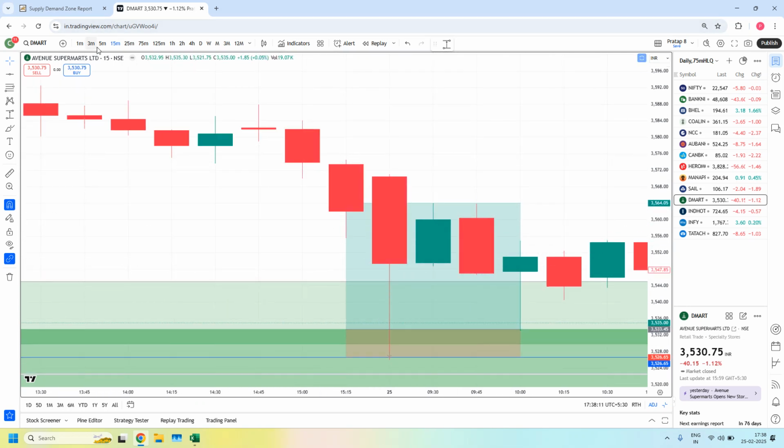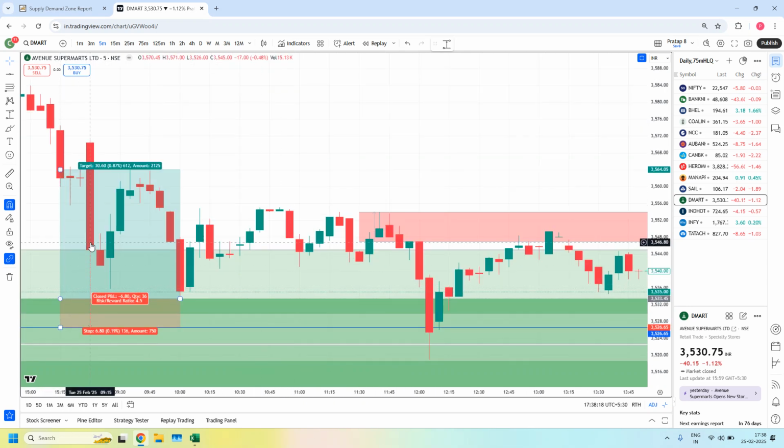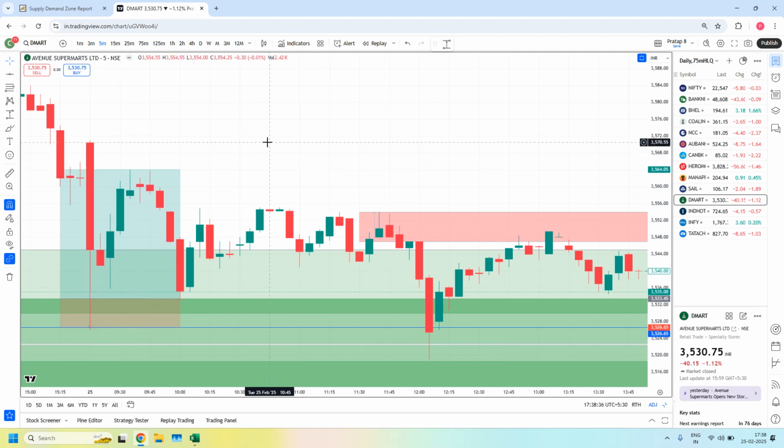In how many minutes did it give you? This is the morning, this one. Morning 9:15, actually it is the 9:17 candle. And then it gave you 1:4.5 RR in the 9:35 candle. That means in less than 20 minutes, it gave you huge profit.